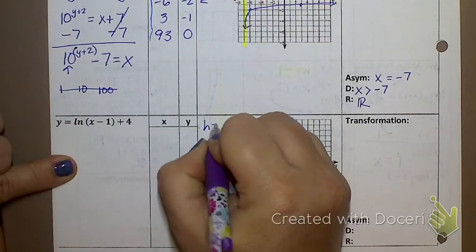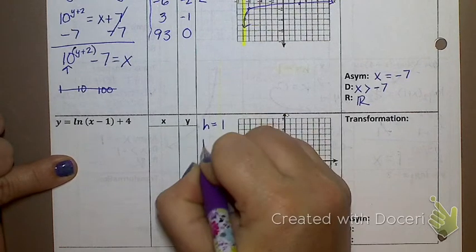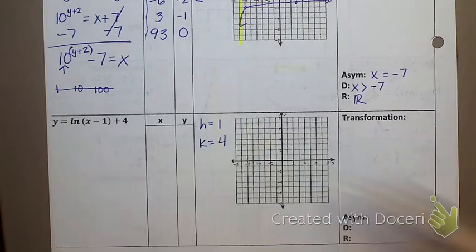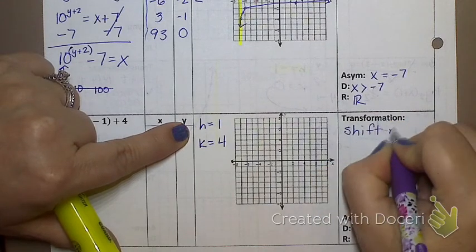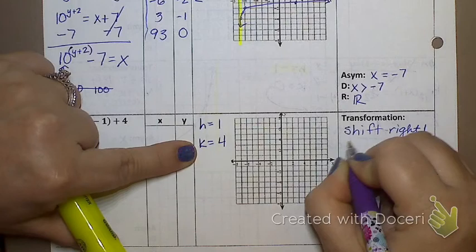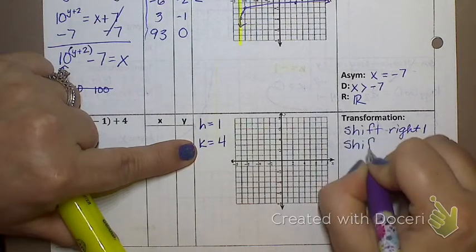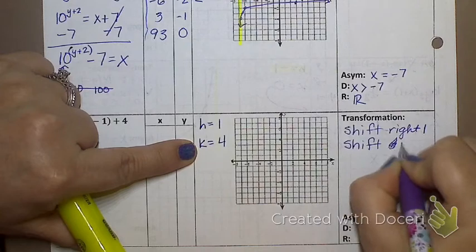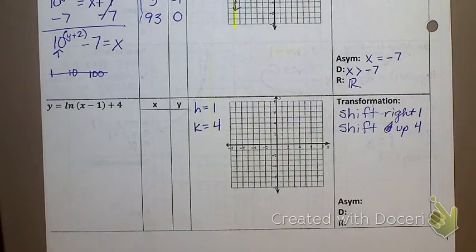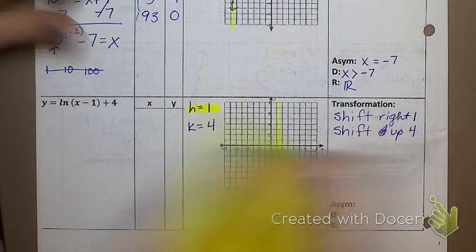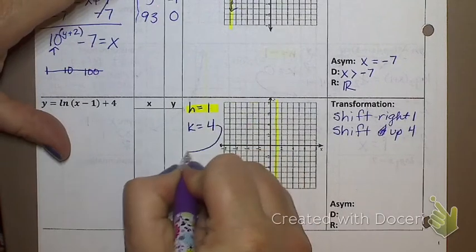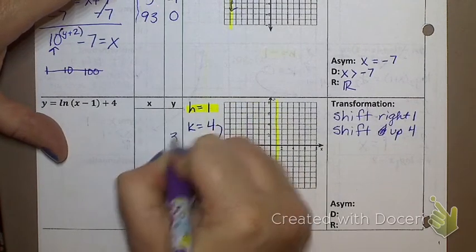Last one. All right, last one. What is my H value? 1. What is my K value? 4. Do I have any other numbers other than H and K? So if H is 1, I have a shift right 1. If K is 4, I have a shift up 4. Which one is my asymptote? H, 1. Okay. And then my K value I put in the middle here, and I fill in with values around it.